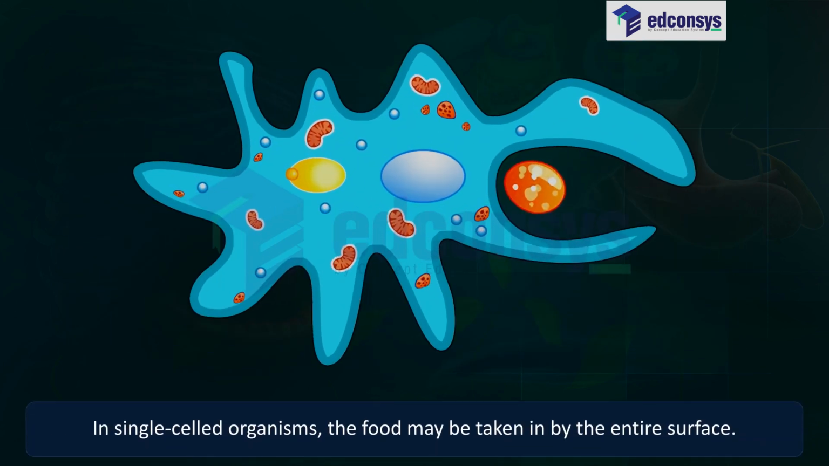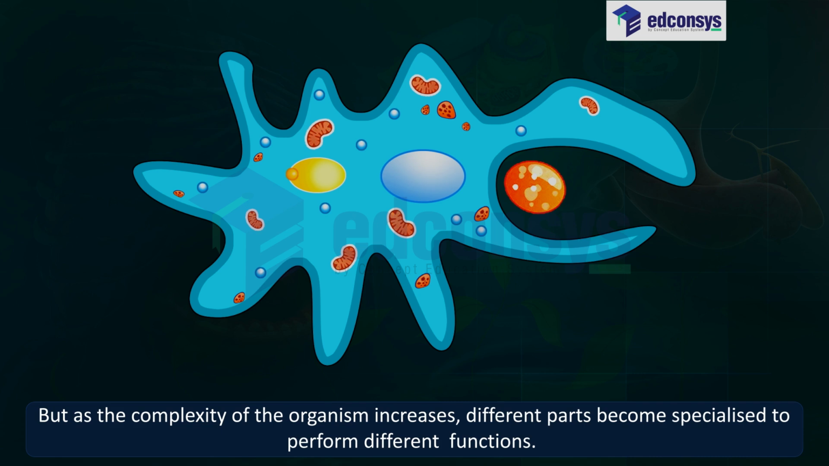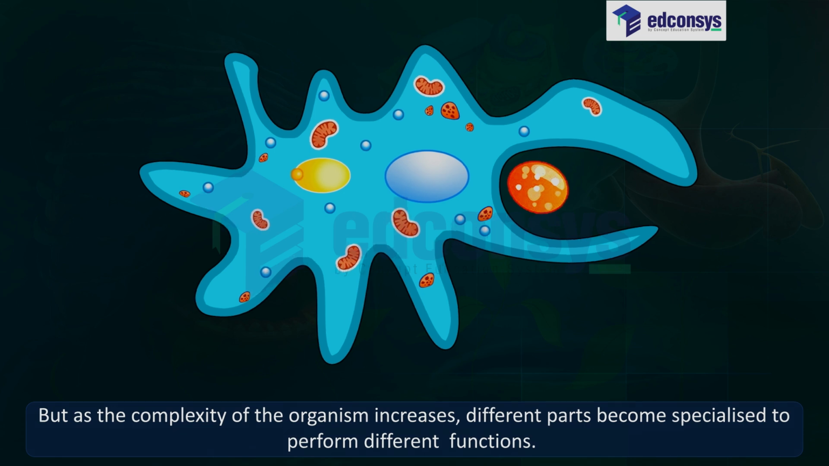In single-celled organisms, the food may be taken in by the entire surface. But as the complexity of the organism increases, different parts become specialized to perform different functions.